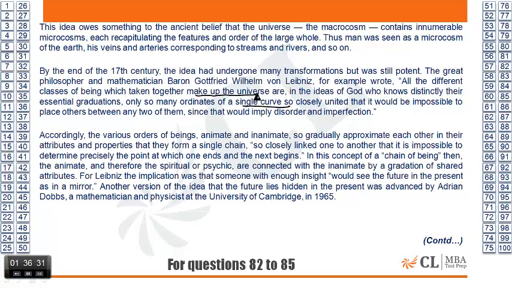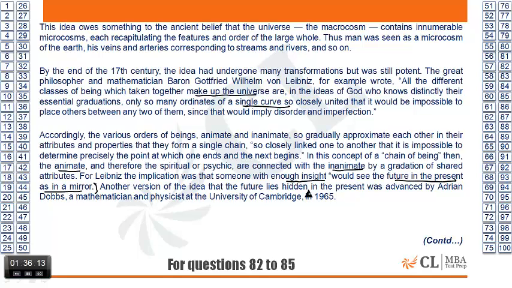For this guy, Leibniz, okay. The implication was that someone with enough insight would see the future in the present as a mirror. Okay, so he's basically saying, what is he saying? He's saying animate and inanimate are all connected. If someone with enough insight would see the future in the present as in a mirror.